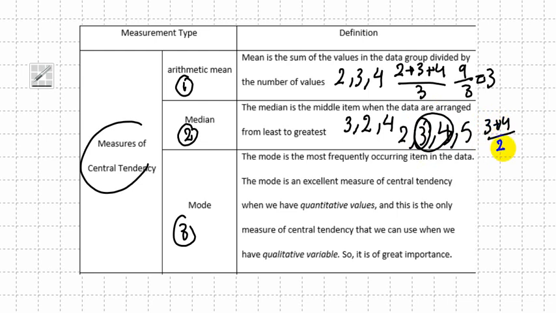Now, the mode. The mode is the most frequently occurring item in the data. The mode is an excellent measure of central tendency when we have quantitative values. But the mode is the only measure of central tendency that we can use when we have qualitative data.